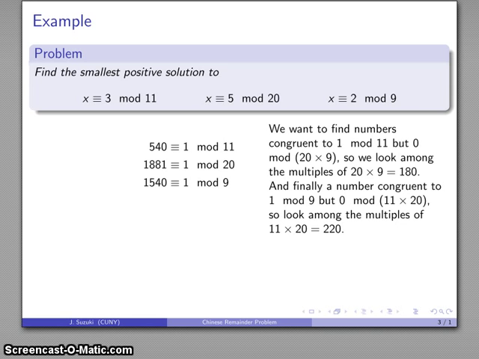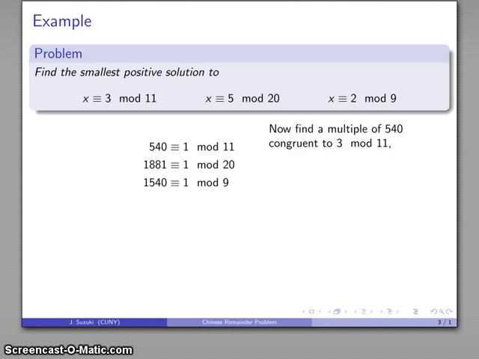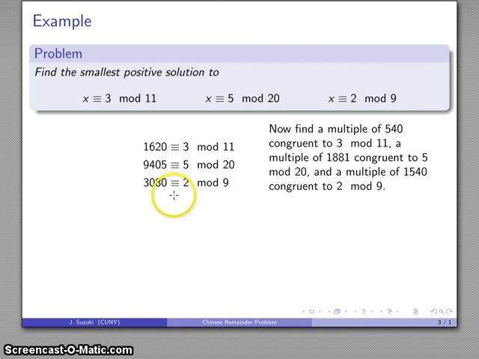And again, I want a number that's congruent to 3 mod 11, so I'll multiply by 3. I want a number that's congruent to 5 mod 20, so I'll multiply by 5. 2 mod 9, I'll multiply by 2. And there I have my three numbers.